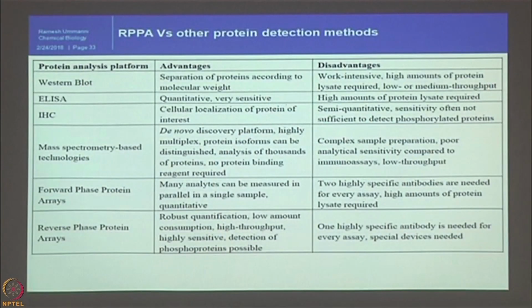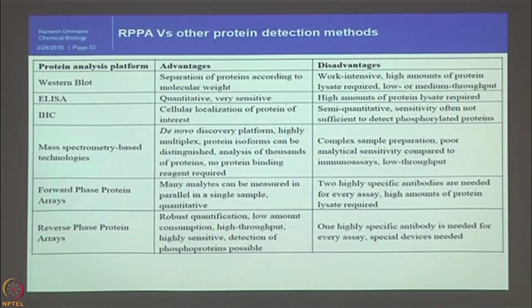And forward protein arrays: many analytes can be measured in parallel in a single sample, and it is quantitative. The disadvantage is that two highly specific antibodies are required there also, because the antibody captures the analyte, right? So the capture antibody also should be highly specific.